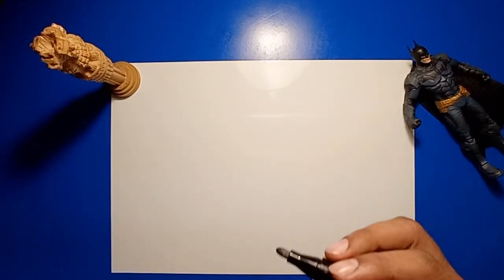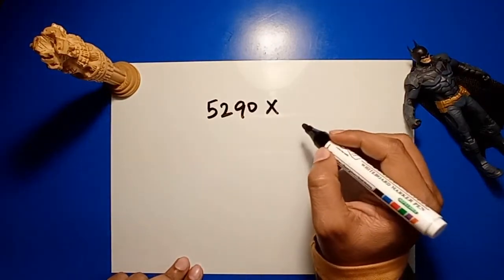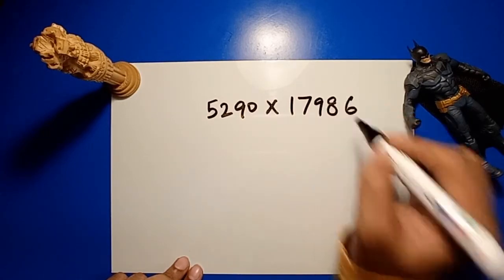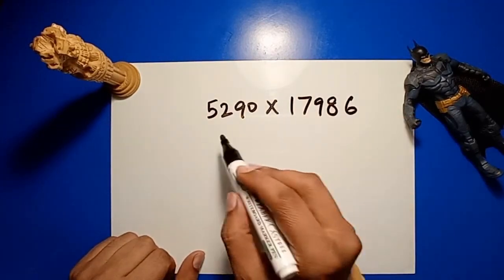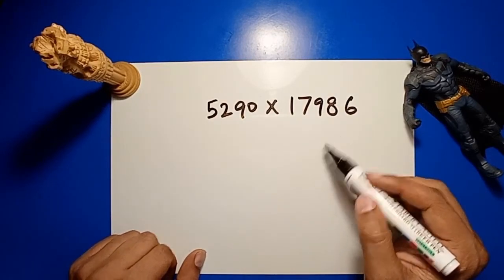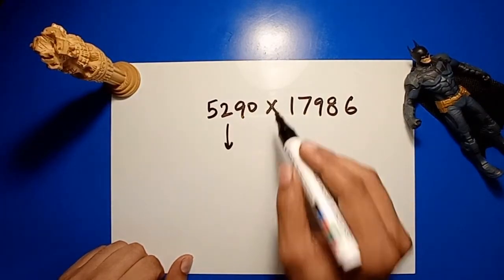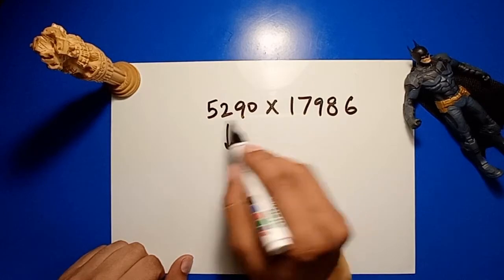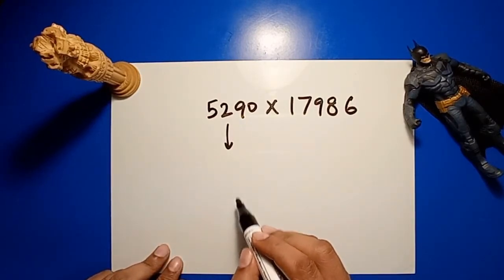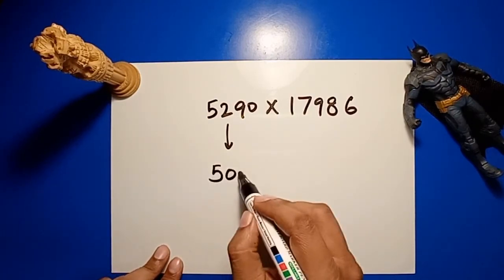Let's talk about other typical rounding problems that you might get in your exams or that you might need to solve. One example is, let's say 5290 multiplied by 17,986. Now the question will tell you, solve this by rounding both the numbers to their nearest thousand. Let's say, for example, okay, so 5290 nearest thousand, quickly. 5290 is between 5000 and 6000, less than 5500. So the nearest thousand is 5000.